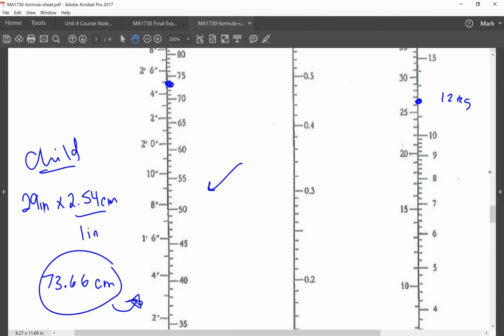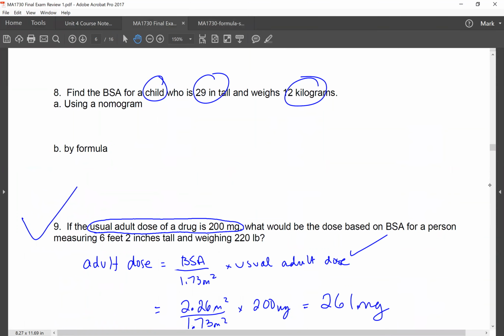All right. Let me just check something here. Sorry guys, I'm looking at the final exam here. This question is on your final, number 9. It's just a different adult, different weight, different things like that. So that's good to know.